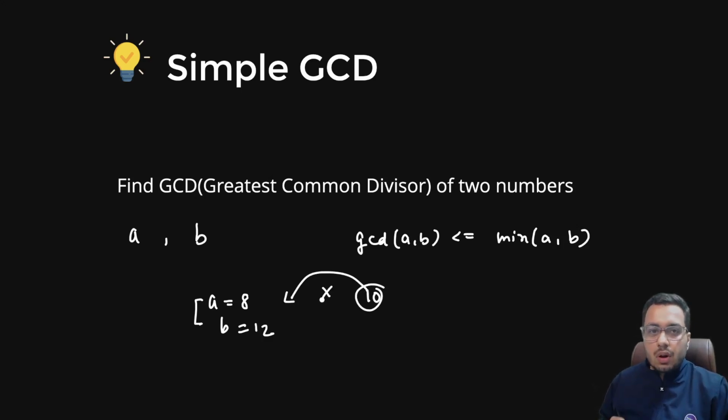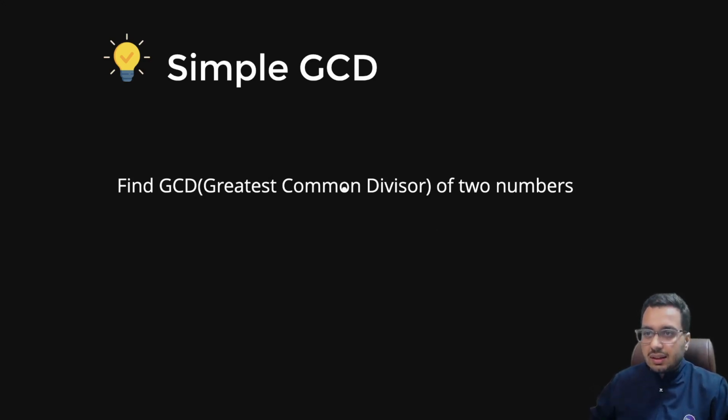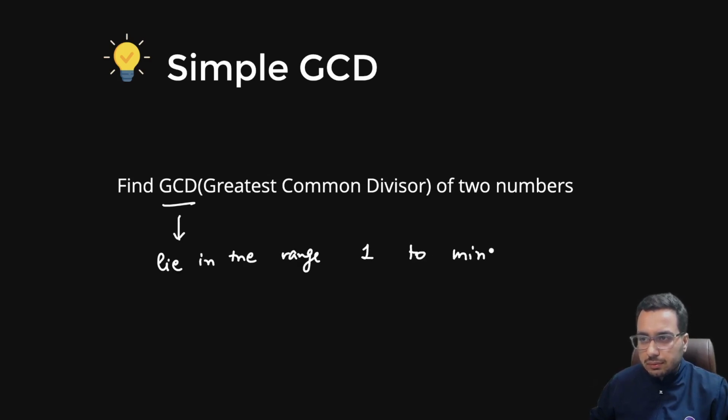The GCD would always be less than or equal to the minimum of two numbers, and the minimum value of a number that can divide both the numbers would be 1. So we can say that the GCD would lie in the range starting from 1 to the minimum of A comma B, okay? So this would be the range, so that we know that our answer would always lie in this range, okay?